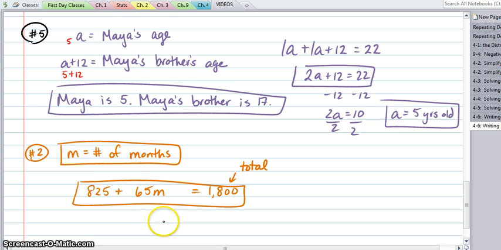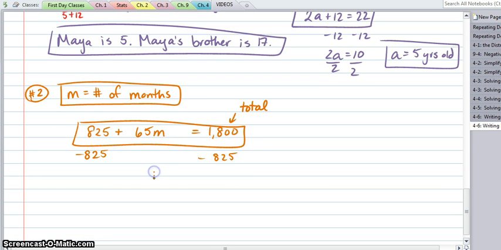We can then solve and balance this. We can start by subtracting 825. And I'm not going to work all through the math right now, but the next step would be to divide by 65. And we will get M equaling 15 months. So it will take him a little bit more than a year.